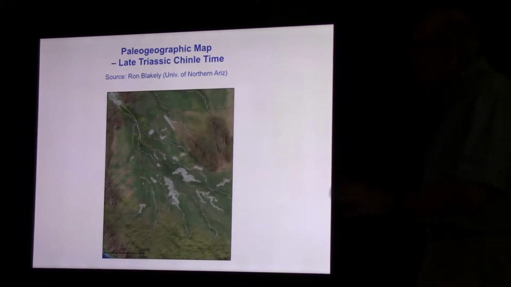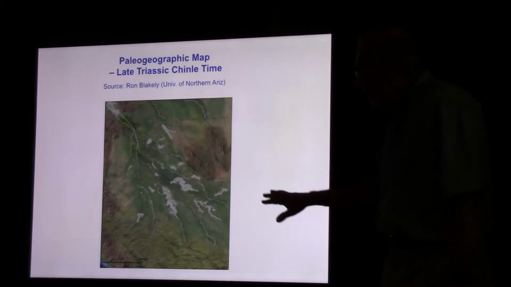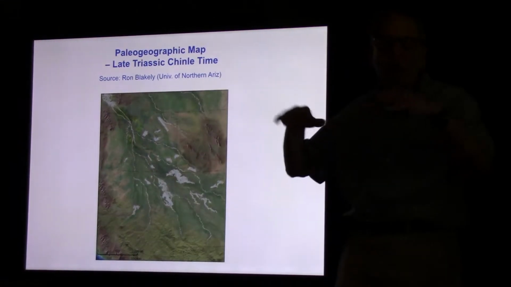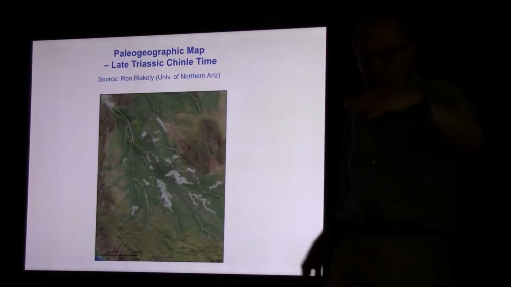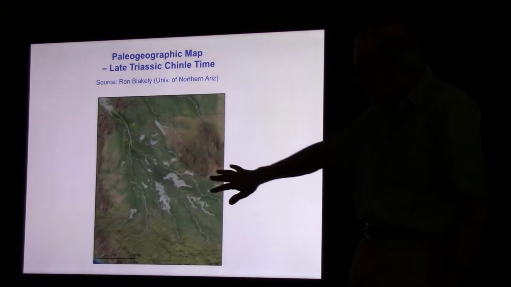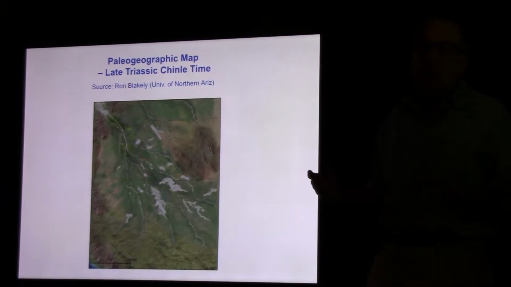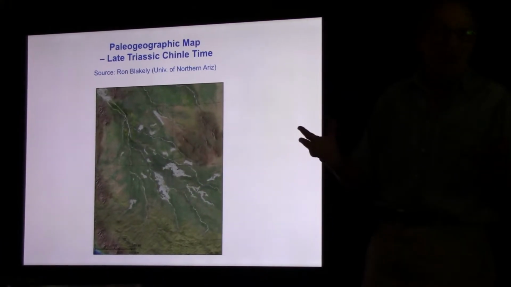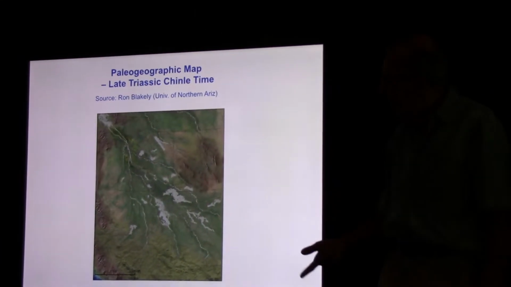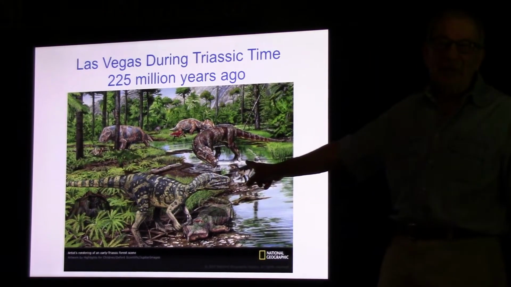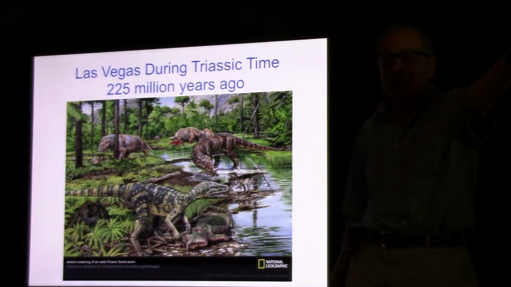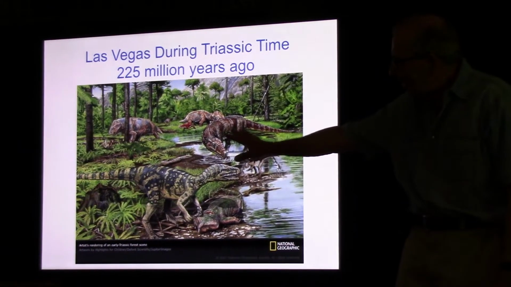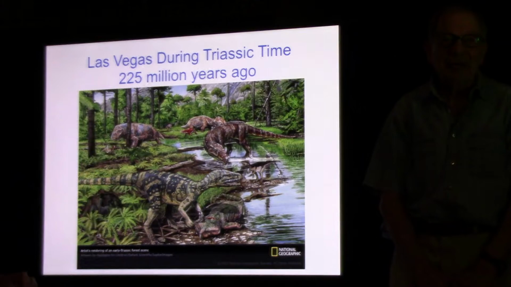So in late Triassic time, look at the paleogeographic map. Lakes and swamps and all those red beds that we're talking about, the upper red member. This was the environment of deposition, lakes and swamps. I'm thinking Minnesota or something like that. Next slide. And this is what Las Vegas would look like if you walked out of here during Triassic time. Lakes and swamps and these kinds of creatures living here.